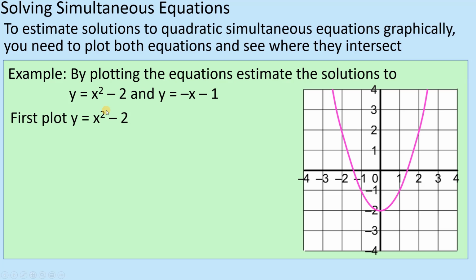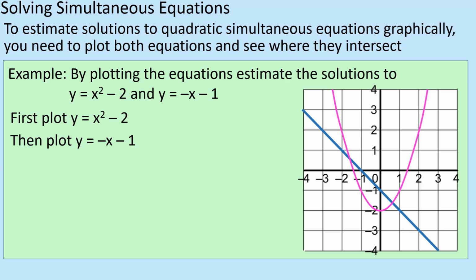But when I put them on there, these are what they look like. So you can see you've got x squared minus 2, again taking that parabola shape which I've mentioned before, and then the other one, which is a straight line because there's no x squared involved, it's minus x minus 1, so it's got a negative gradient and it crosses at minus 1, so it looks exactly like that.